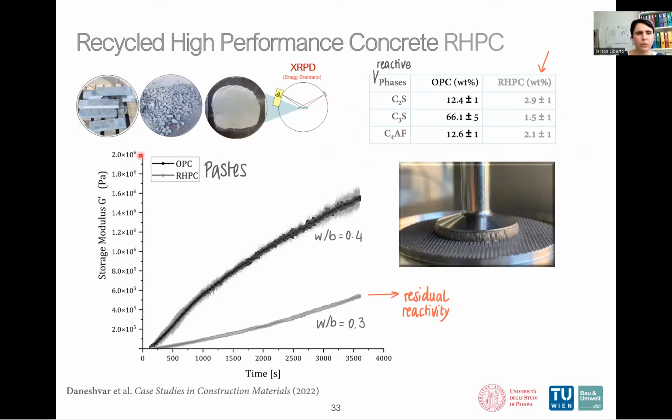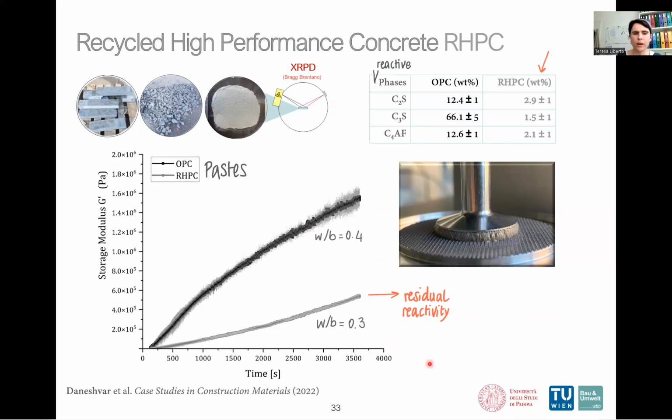And so we have our storage modulus as a function of time for 2 different pastes, OPC at water to binder ratio 0.4 and recycled HPC at water to binder ratio 0.3. These water to binder ratios were chosen to have a similar initial G prime. And as you can see, as in XRPD, we have a residual reactivity. We don't reach the evolution of OPC, obviously, but again, it is really promising.